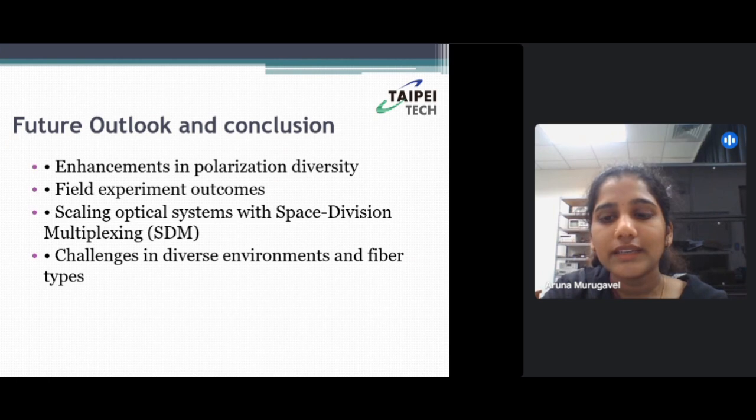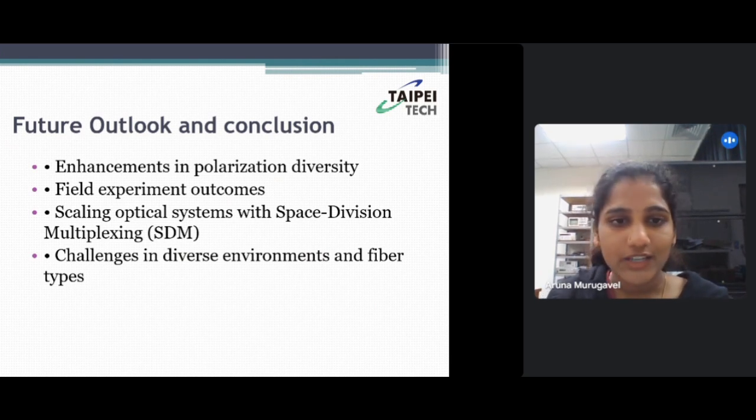In conclusion, DFS continues to hold great promise for transforming network telemetry and smart infrastructure management.